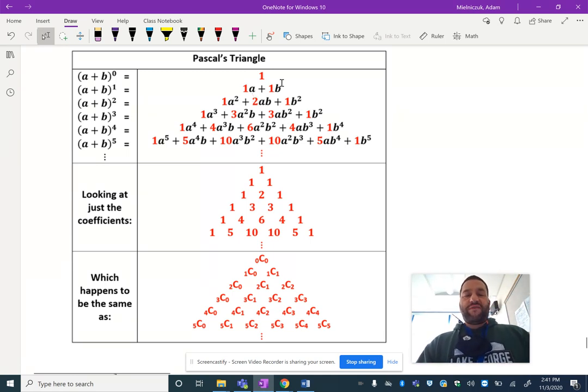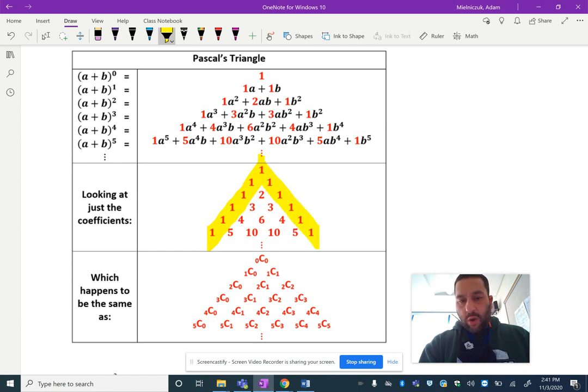But what I want you to focus on is just looking at the coefficients. We start with 1. And then we have 1, 1. That's the only part of this you have to memorize. Well, I guess let me rephrase that. Don't memorize that. Memorize that 1s go on the outside. That's a better way to look at this.